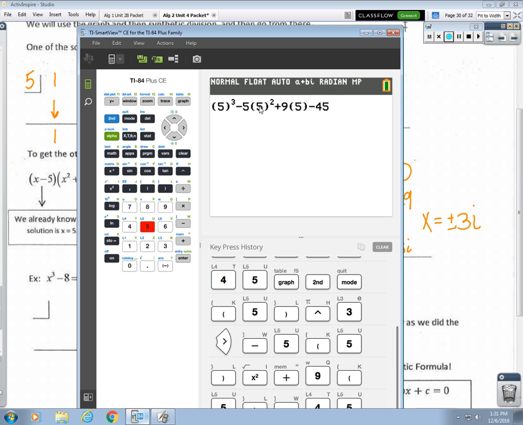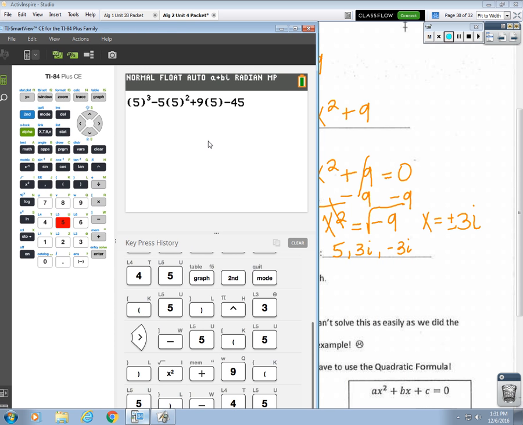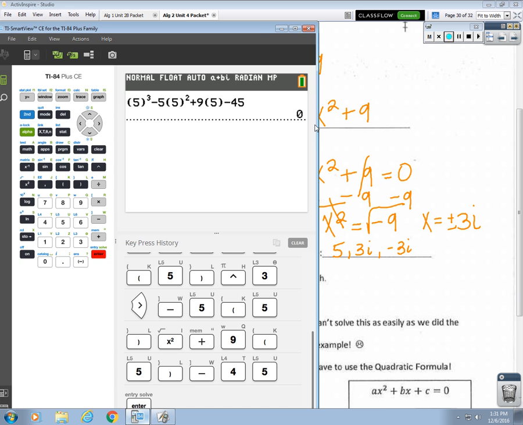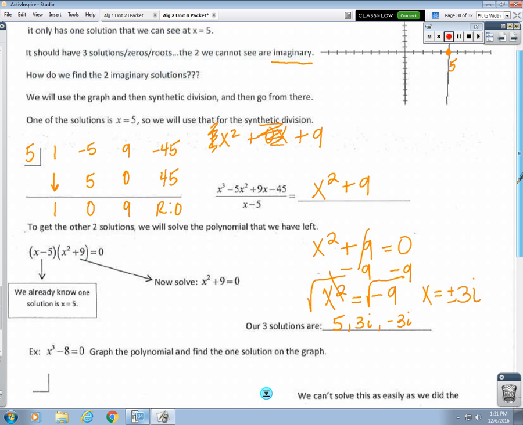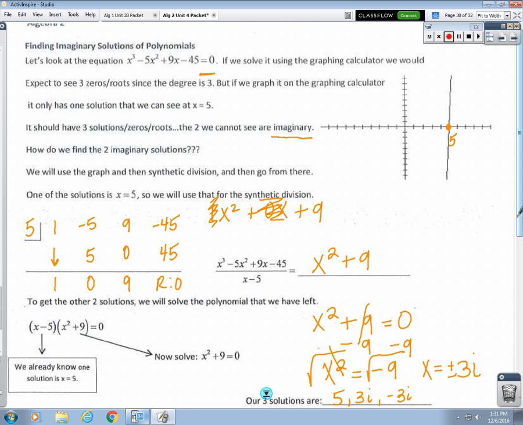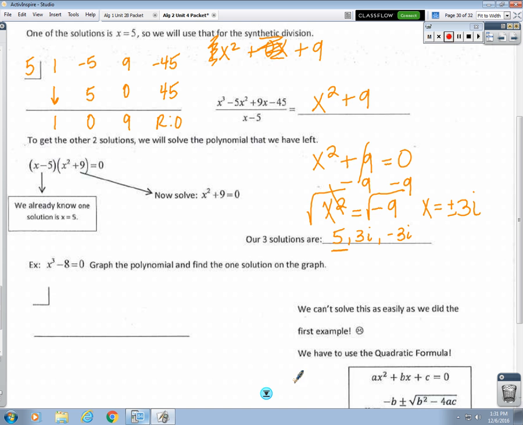x cubed minus 5x squared plus 9x minus 45. But what did I put in the x place of all of them? 5. That's because I want to check to make sure this is indeed one of the solutions. When I hit enter, I get 0, which lets you know, since it was set equal to 0, that that is one of the 3 solutions.